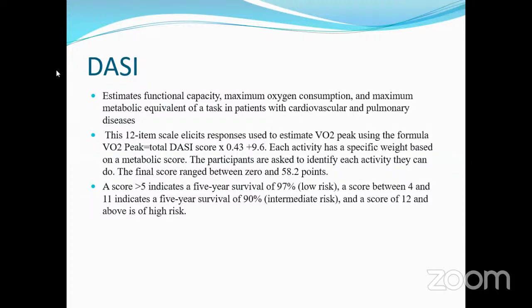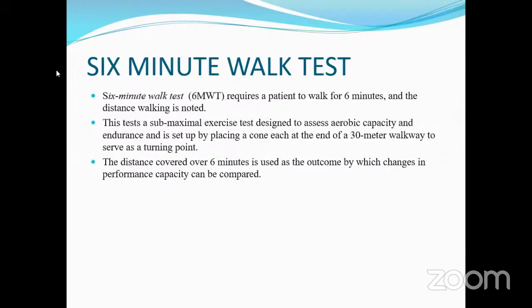There is usually a formula that we use to estimate the MET, the metabolic equivalent, of that patient. Again, it's an instrument that is frequently used for cardiovascular and pulmonary patients. We should use them. The 6-minute walk test is one of the outcome measures that we use. Usually we require a patient to walk for 6 minutes, and the distance that is walked is noted.